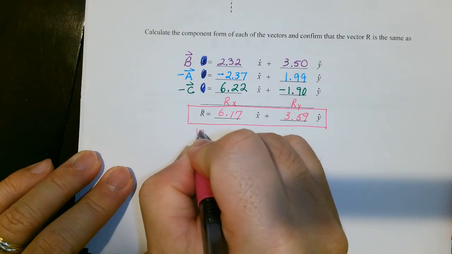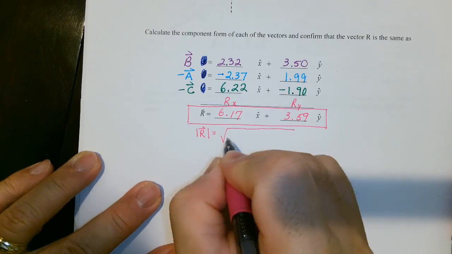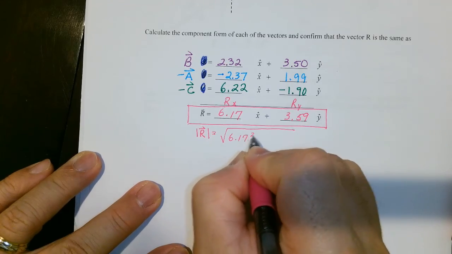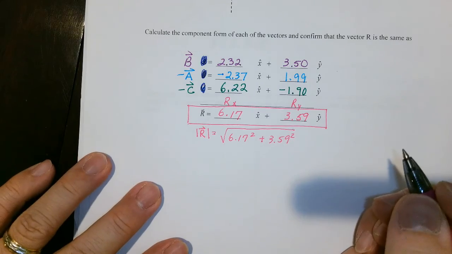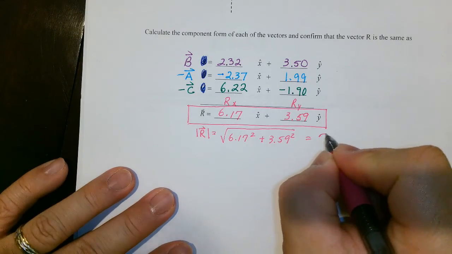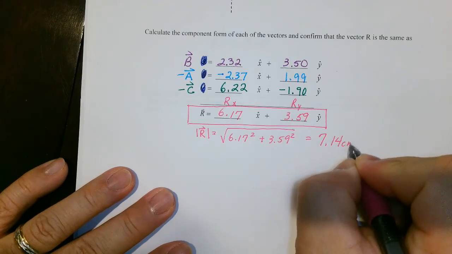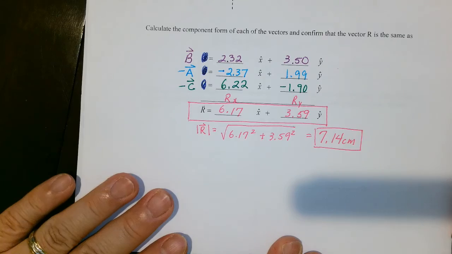Then the magnitude of my R is equal to the square root of 6.17 squared plus 3.59 squared. And if you work that out, oh, look at that. You get 7.14 centimeters as your magnitude. That's pretty darn close.